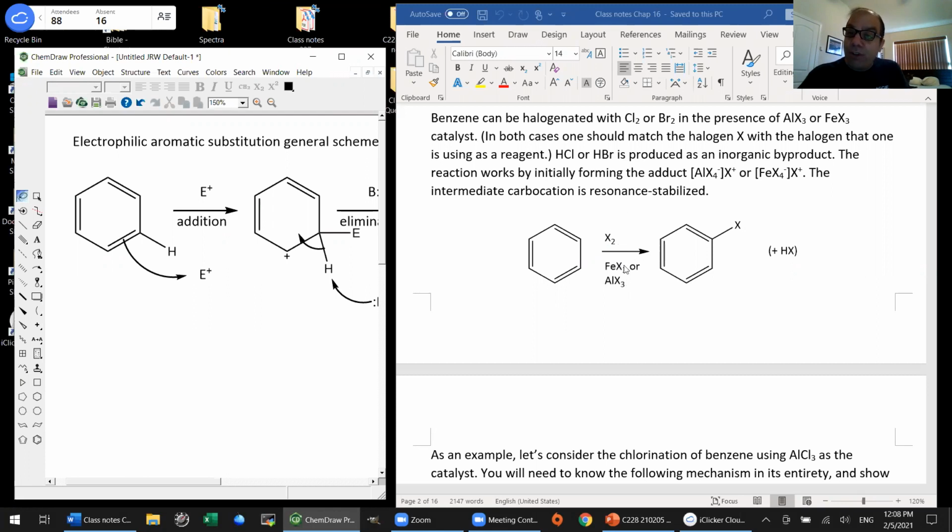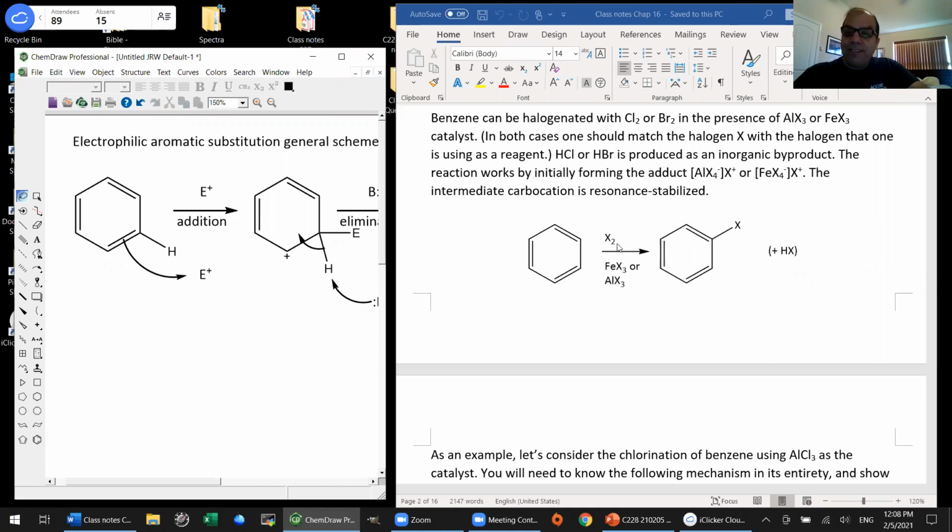If we're using chlorine, then we want to use either iron 3 chloride or aluminum chloride. In the end, you'll get either chlorobenzene or bromobenzene, and you will also get, as in pretty much, if not all, certainly most of these cases, some small inorganic byproducts. But the major organic product will be either chlorobenzene or bromobenzene, which gets to why you want to be sure to match your halogen with your metal halide salt, whether it's iron or aluminum.